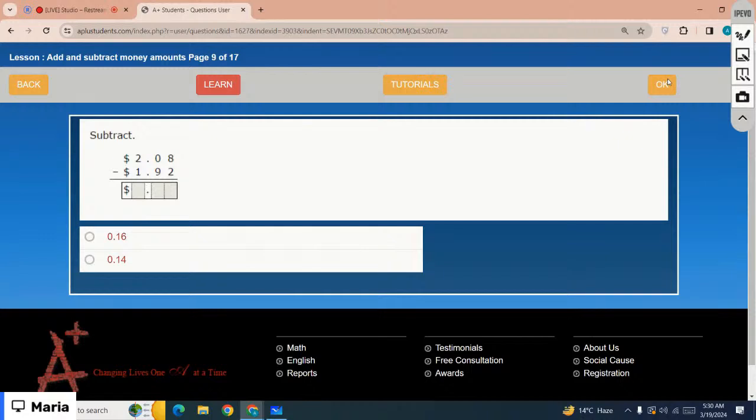Subtract $2.08 minus $1.92. So, which is the correct option? The correct option is $0.16. Okay, you can complete the lesson by yourself later today. Let me just move on to the next lesson.